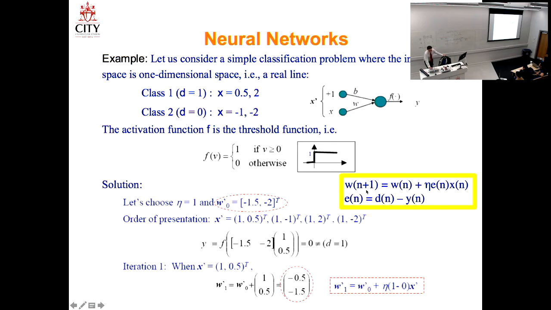I update it. So W iteration 2 is W iteration 1, or 0, plus learning rate, which is 1, times the error that I generated. What is the error? The error is D minus Y. What is D? It is 1. What is Y? 0. So my error is 1, my learning rate is 1, times xn, plus wn. So now the w is updated to minus 0.5, minus 1.5.